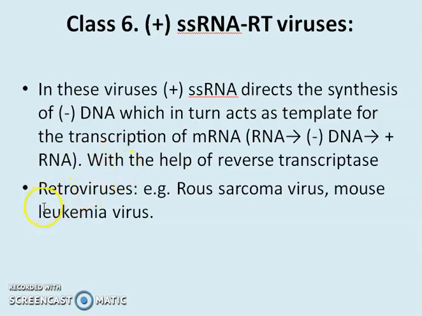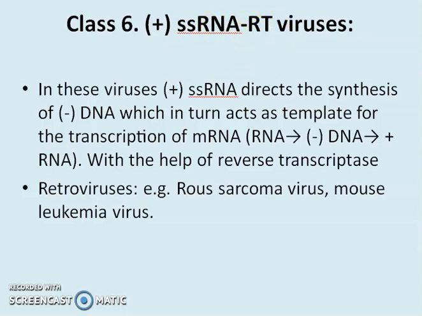Examples of this category include retroviruses. For retroviruses, you have heard about the HIV virus, Rous sarcoma virus, and mouse leukemia viruses. Retroviruses are of different types. So this is a special category with the reverse transcriptase enzyme. They have a reverse transcription mechanism.